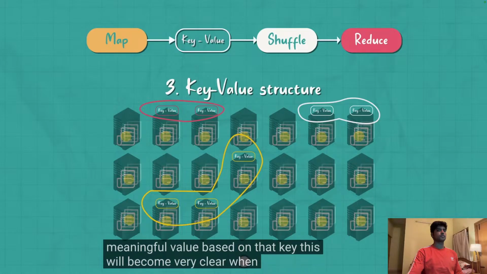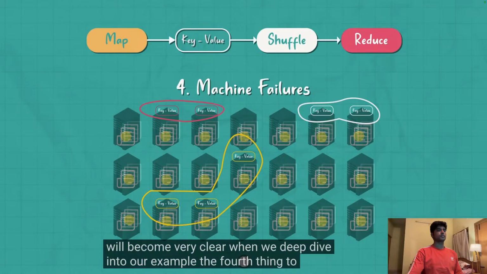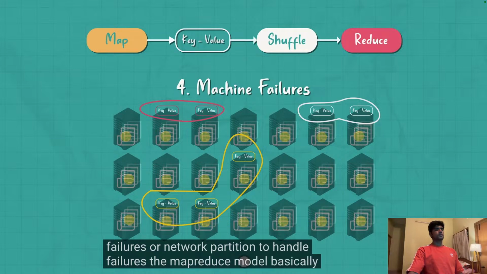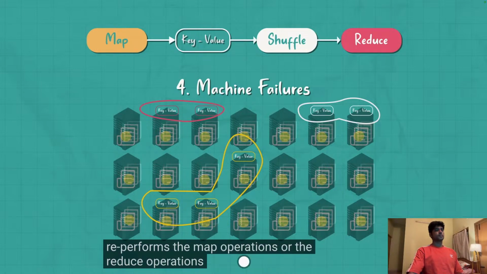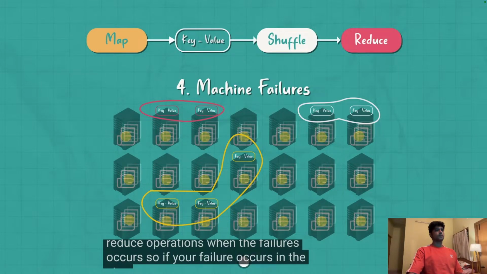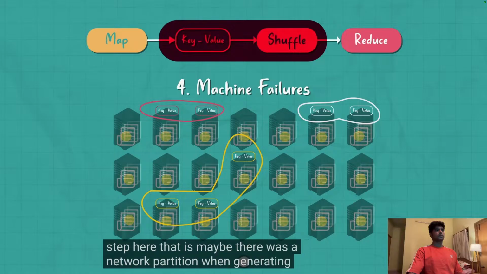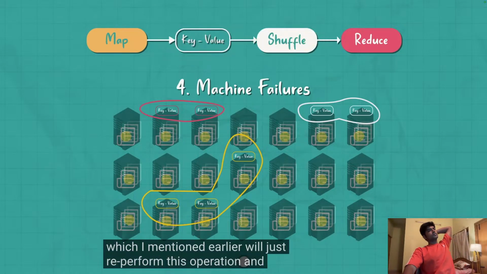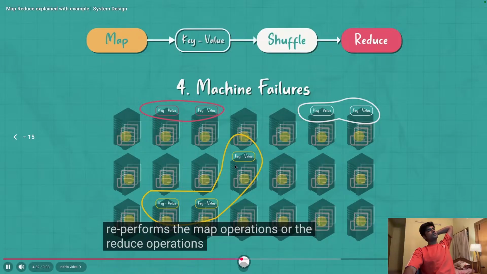This will become very clear when we deep dive into our example. The fourth thing to note is how the model handles machine failures or network partitions. To handle failures, the MapReduce model basically reperforms the map operations or the reduce operations when the failure occurs. So if a failure occurs in the step here, that is, maybe there was a network partition when generating the key value pair, the central controller, which I mentioned earlier, will just reperform this operation and then move on to the reduce step.